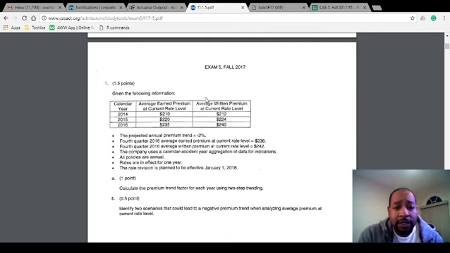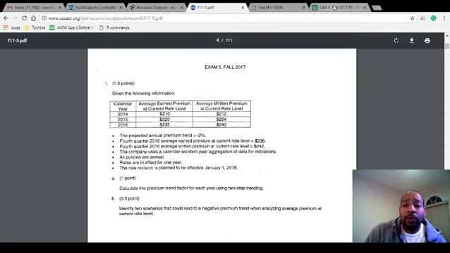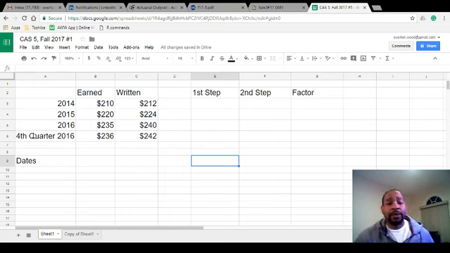The fourth quarter 2016 earned premium is 236. The average written premium is 242. Calendar year annual rates are in effect for the full year. The rate revision is January 1, 2018.